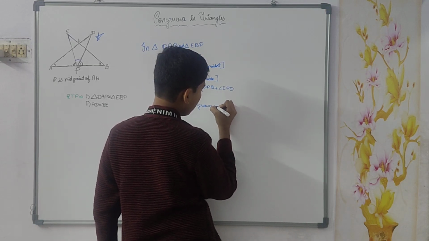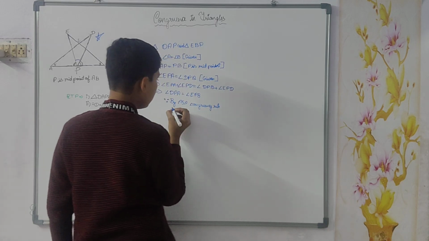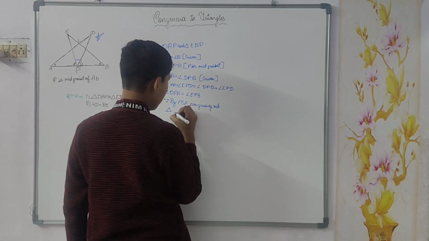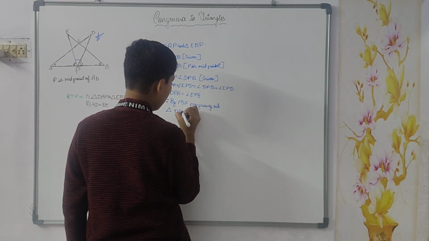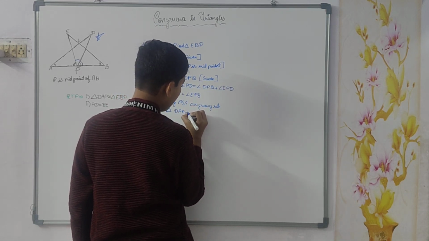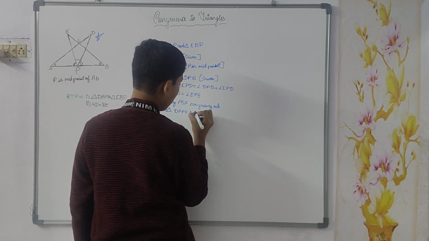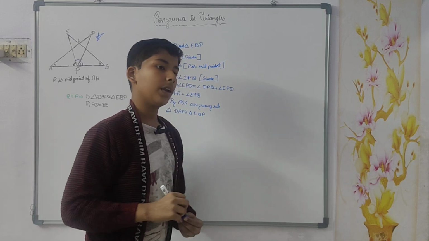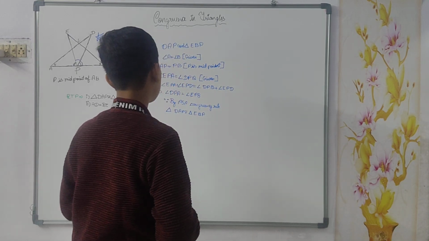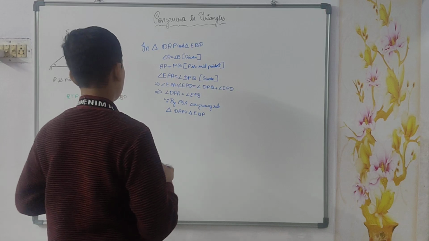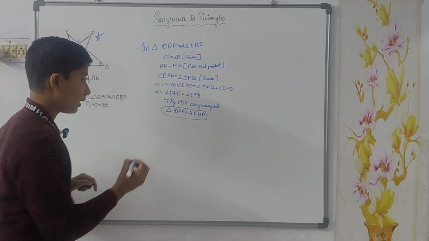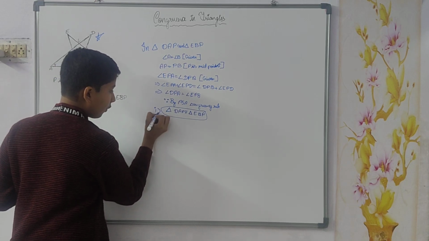Congruency rule, triangle DAP congruent to triangle EBP. Friends, so this is our question done. So we have proved this one, but one thing is left. This was the answer of the first one.